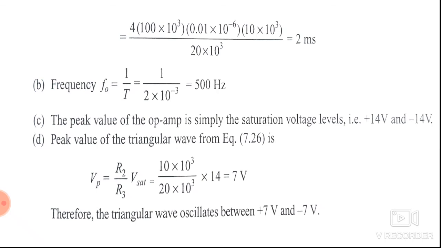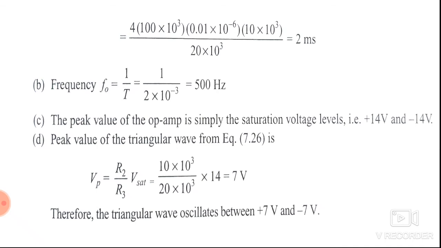The peak value of the operational amplifier output is simply the saturation voltage, that is plus or minus Vsat, that is plus 14 volt to minus 14 volt. And the peak value of the triangular wave can be calculated by the formula we have just obtained, Vp, that was V ramp, is equal to R2 upon R3 into plus Vsat. So this is giving 10 kilo ohm upon 20 kilo ohm into 14 volt equal to 7 volt. So the output of the triangular wave oscillates between minus 7 to plus 7 volts.